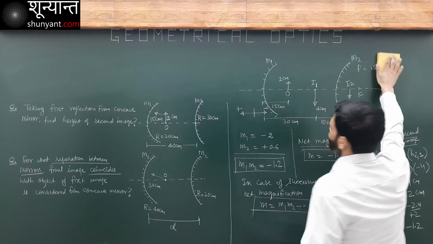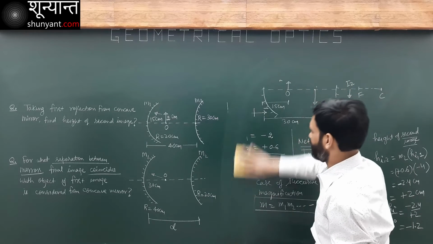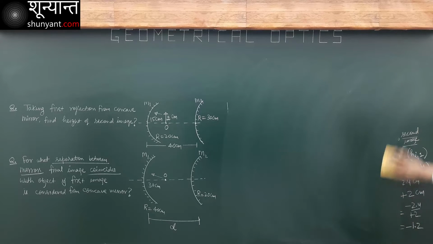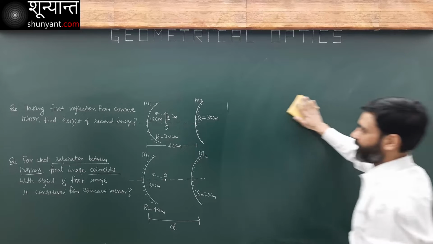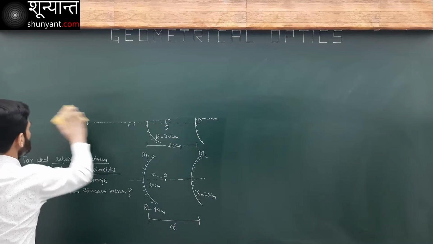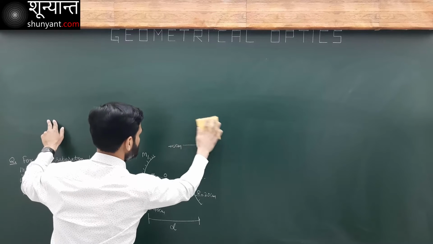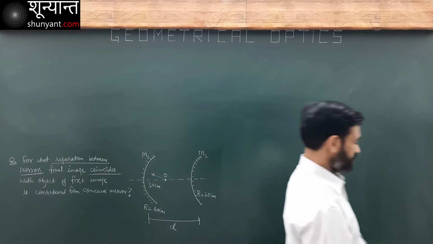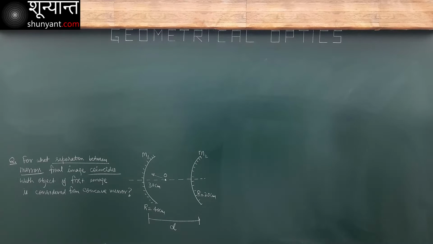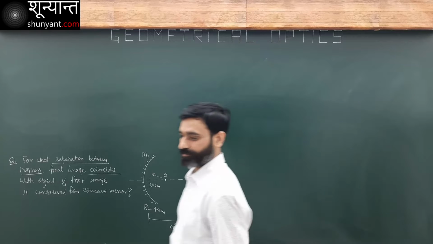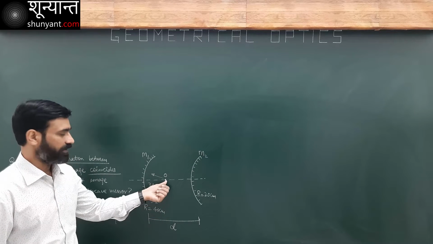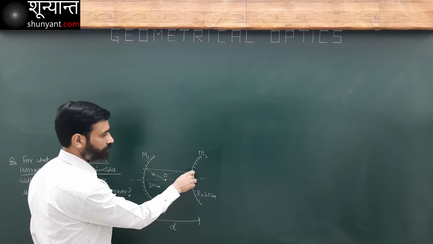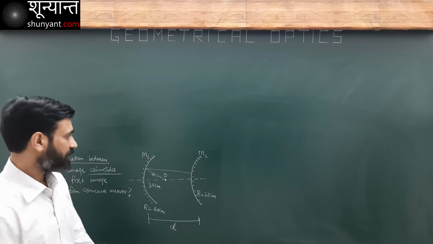Okay. Now the next one is a little more interesting. The final image has to coincide with the object. Reciprocity. What does that mean? Final image is formed here. Light starts from here, it goes to the other one, and then the final image should be here.